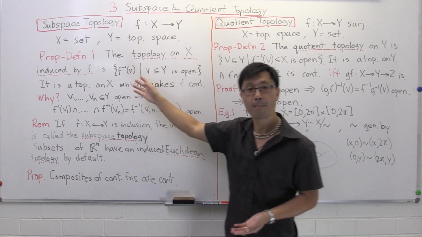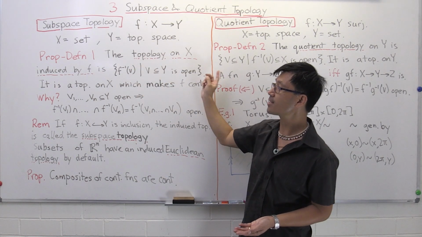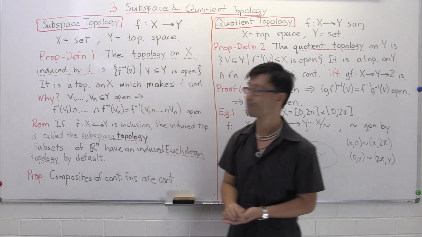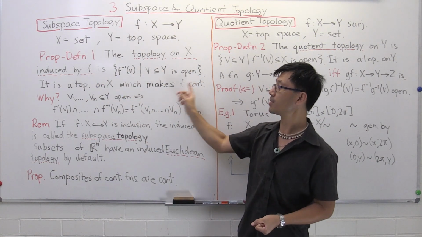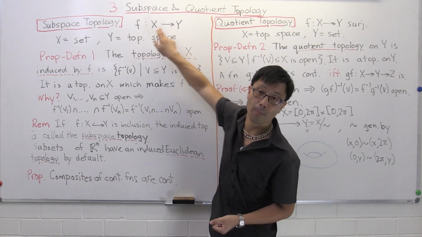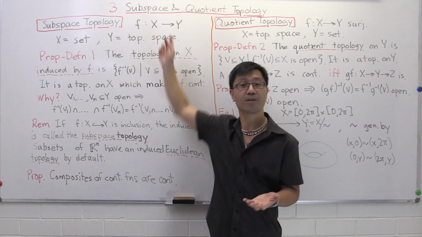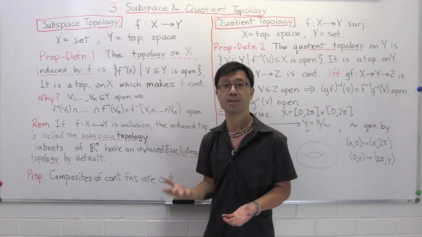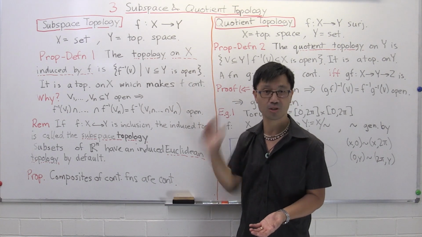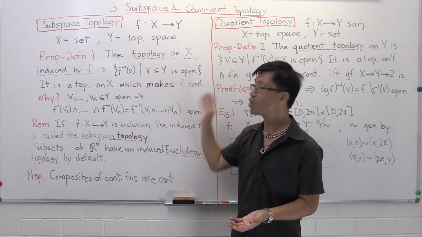When you look at all of them, I claim firstly that that is a topology, and it's called the topology on X induced by f. And furthermore, it has another property. Now that X has a topology, these two are topological spaces, and you can ask if this map is continuous. The point is that with this induced topology, this map is now continuous. Okay, so let's go through the proof of this.